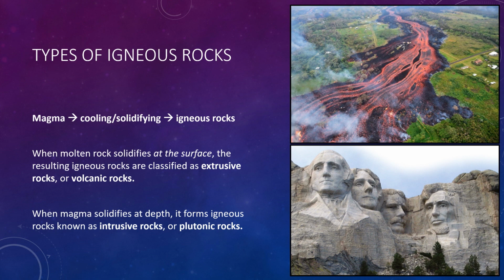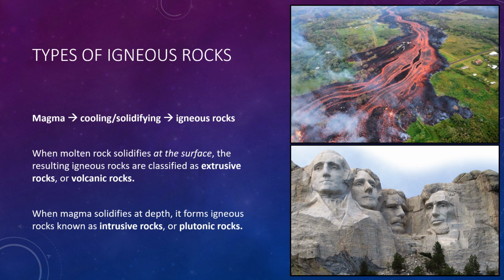Most magma loses its mobility before reaching Earth's surface, and eventually solidifies deep below the surface. When magma solidifies at depth, it forms igneous rocks known as intrusive rocks, or plutonic rocks, named after Pluto, the god of the underworld, in classical mythology. Intrusive igneous rocks remain at depth unless portions of the crust are uplifted and the overlying rocks are stripped away by erosion.